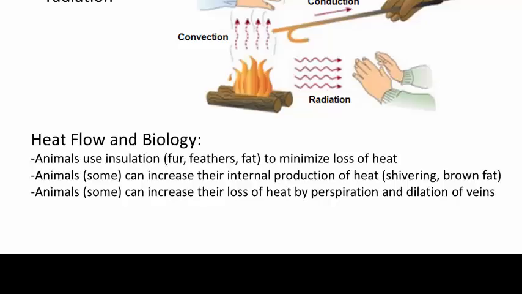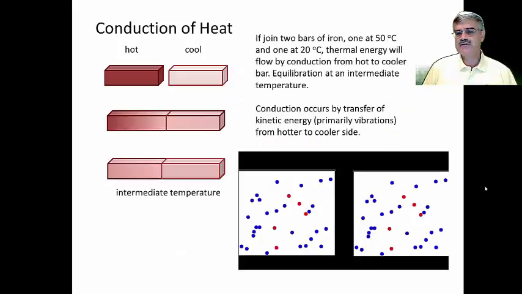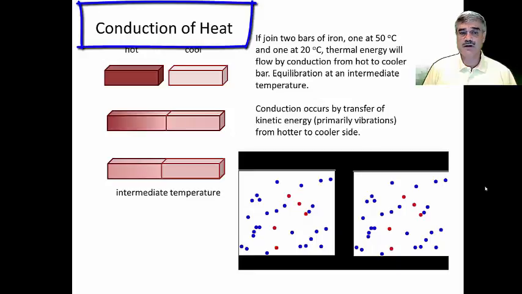Also, some animals can increase the rate at which they lose heat through perspiration or the dilation of veins. Actually, when we blush, that's an example of the dilation of the veins near the surface of our skin and how we can lose body heat in that way. So, just a digression of how heat flow is also important in biology. But let's go back to our discussion of conduction as a mechanism for heat flow.